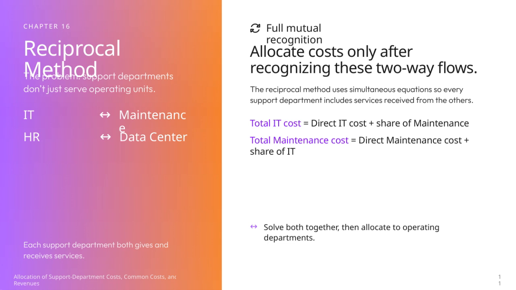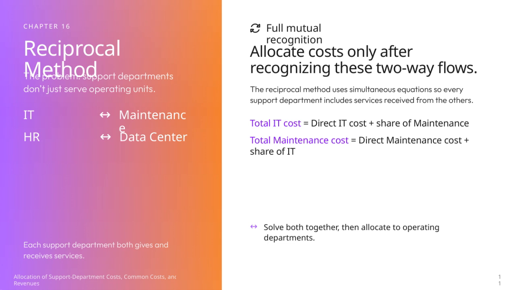The key idea is full mutual recognition. Rather than ignoring these two-way flows, we use simultaneous equations to capture the interdependencies. So, the total cost of IT includes its direct costs plus a share of maintenance's costs, and vice versa. We solve these equations together to find the true total costs for each support department.